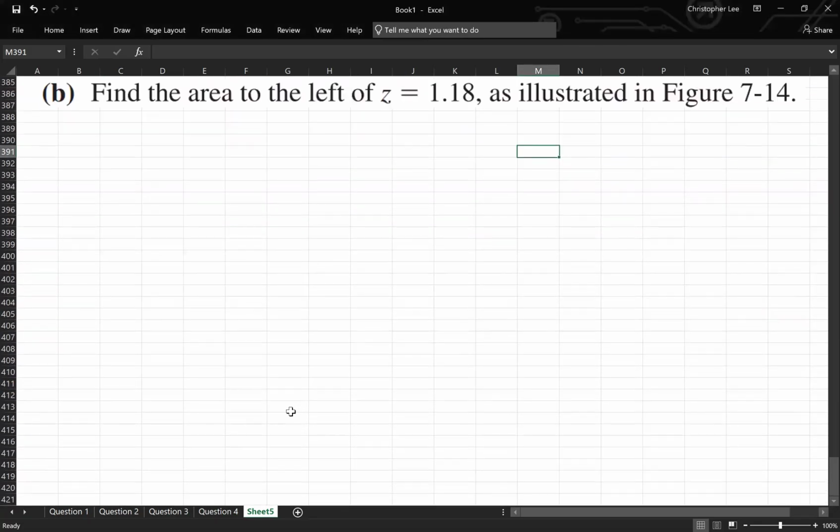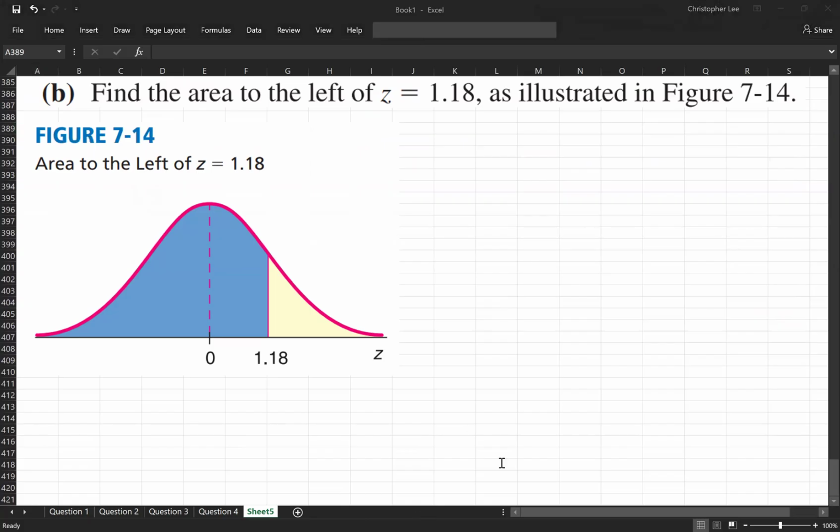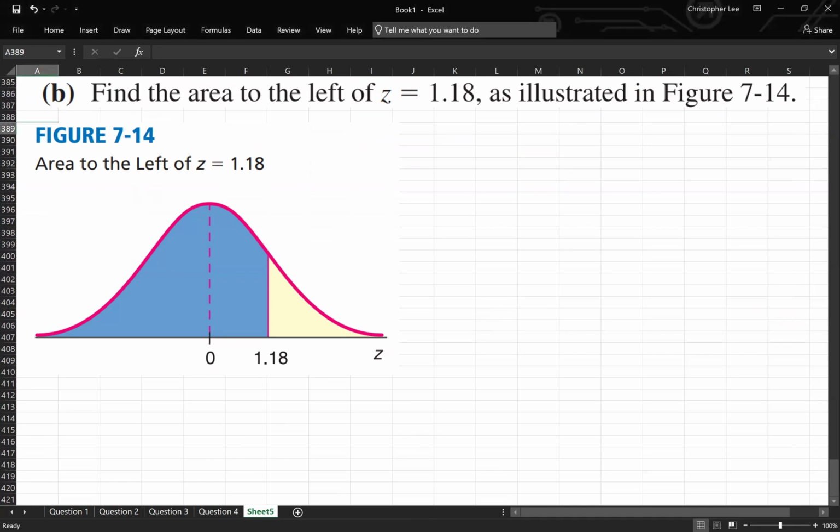So just to show you, this is the graph that I'm looking for. I want the area to the left of Z equals 1.18, right? So more specifically, the table that I want, right? I'll let you try it before I jump into it.